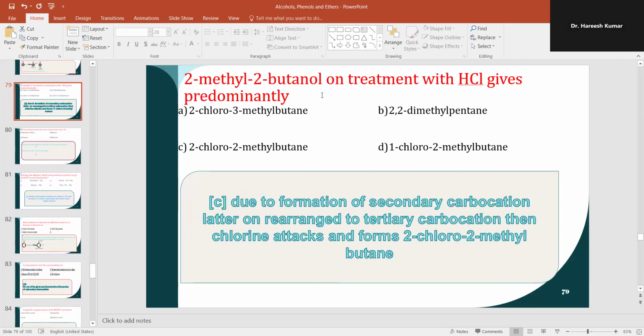Let's take another question. So 2-methyl-2-butanol on treatment with HCl. That means addition of hydrogen chloride to an alcohol. The OH group is going out, forming a cation, and then migration of a methyl group, a tertiary carbon is forming, and then chloride is attacking. So that's the reason 2-chloro-2-methylbutane will be the product.